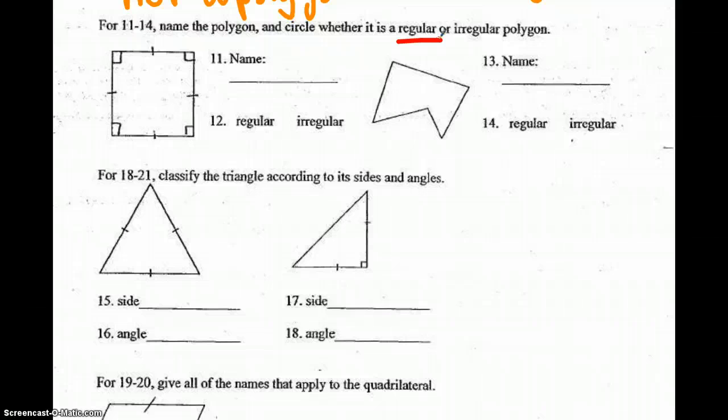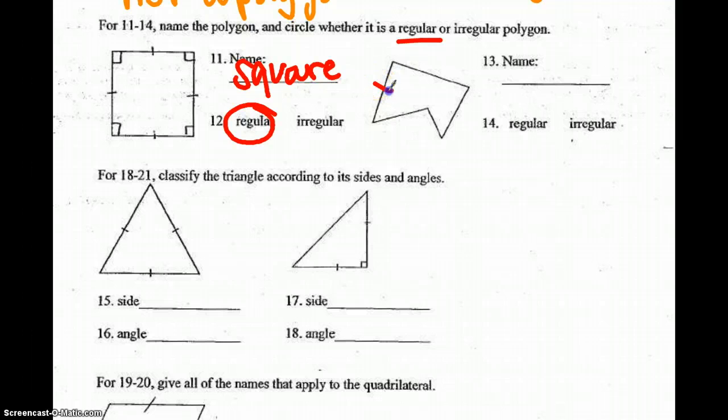Okay, an irregular polygon is when it does not have all the same sides and does not have all the same angles. So this first one, I see that all the sides are the same, all the angles are right angles, so right off the bat I know it's a regular polygon, and the most specific name for this, with all the same sides and all the same right angles, is a square.